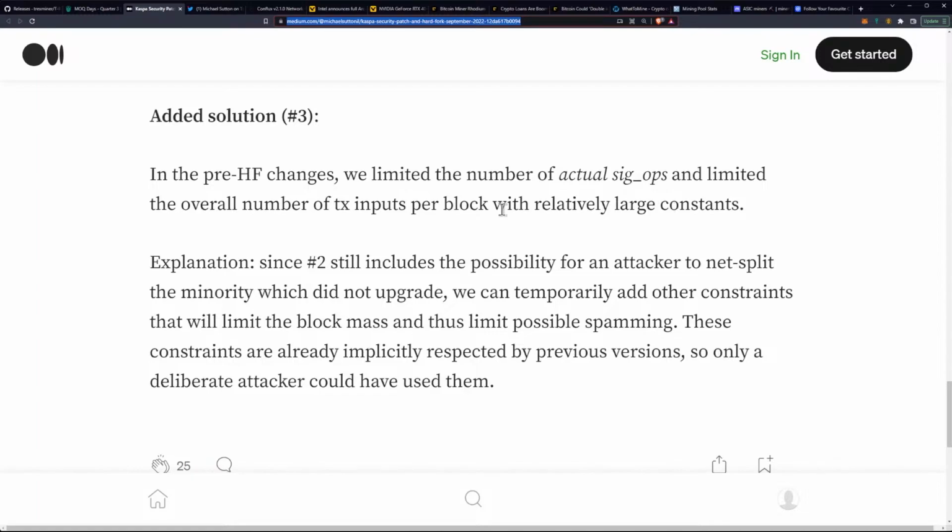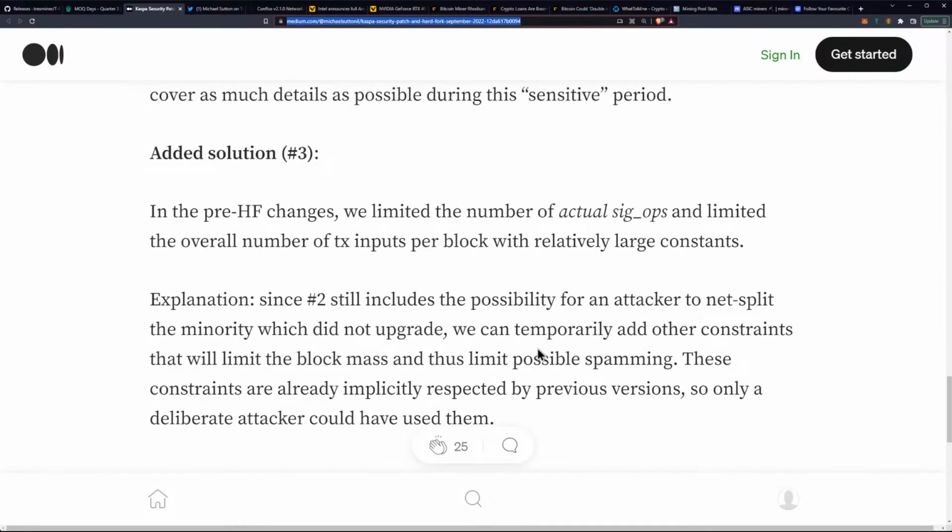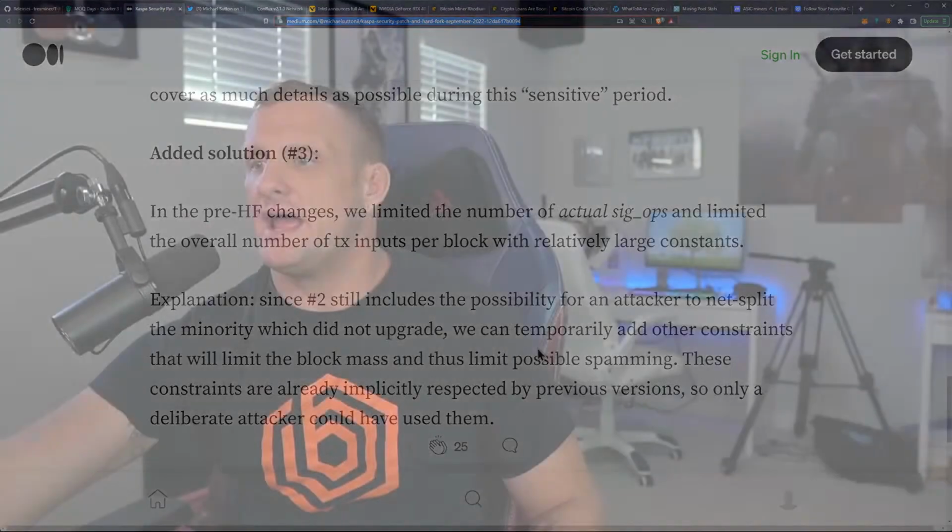Explanation: since number 2 still includes the possibility for an attacker to net split the minority which did not upgrade, we can temporarily add other constraints that will limit the block mass and thus limit possible spamming. These constraints are already implicitly respected by previous versions, so only a deliberate attacker could have used them. So basically avoiding any accidental attacker. So this is kind of where we are at.